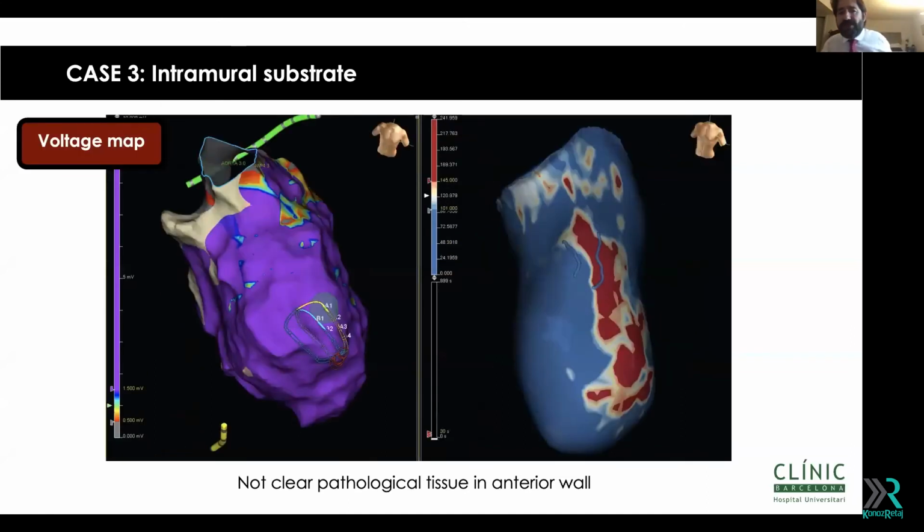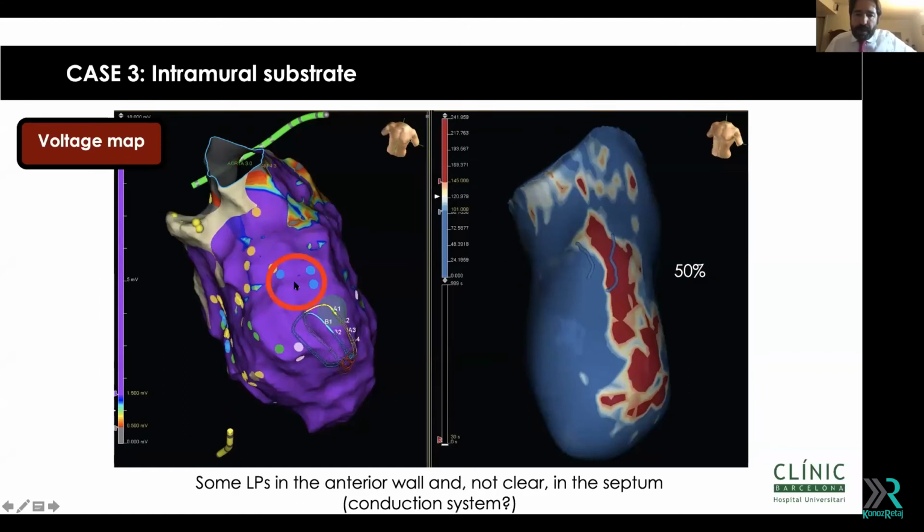Another example of intramural substrate. Look at this endocardial bipolar mapping. Nothing at all. But look at the 40% layer of this VT. Clear scar here, some channel here, and some channel here. But nothing in the anatomical mapping. But some late potentials were tagged here. But if you don't have this MRI, you will have these late potentials in the middle of healthy tissue. So what will you do here?